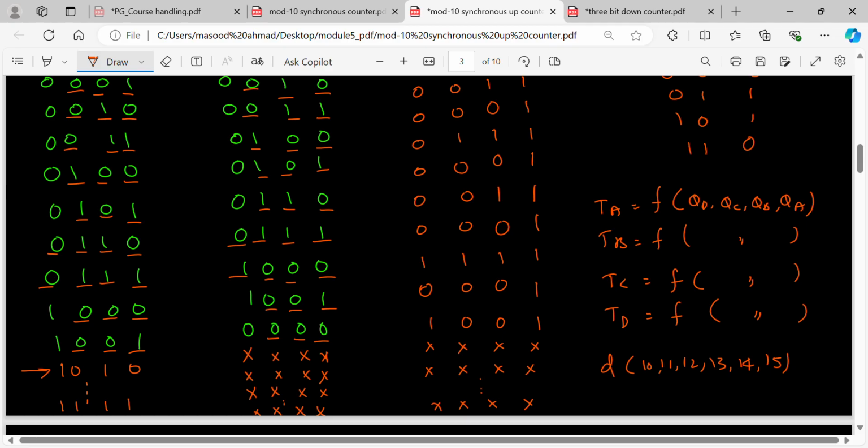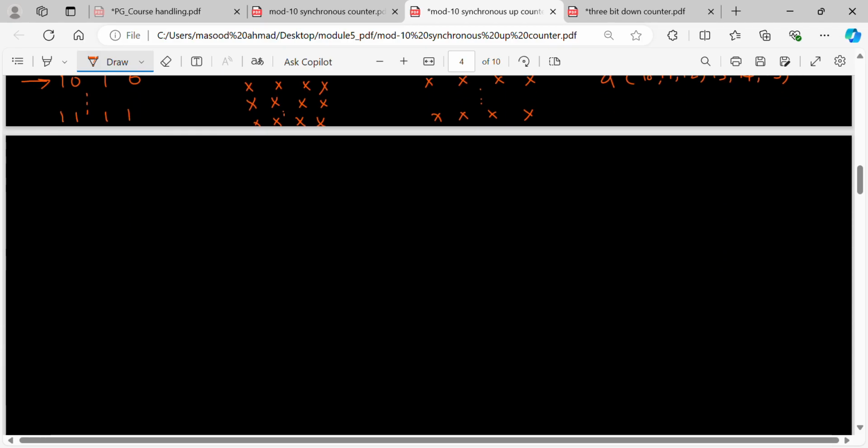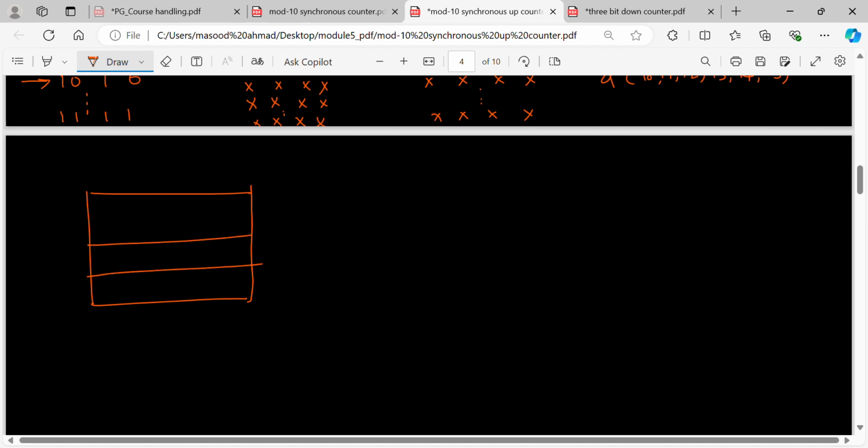Now what I want is the expression for TA. So if you need the expression for TA, draw the K-map. How many variable K-map? 4 input, so a 4 variable K-map. What are the LSB and MSB values? Here QD QC is your MSB, QB QA. 00 01 11 10, 00 01 11 10.